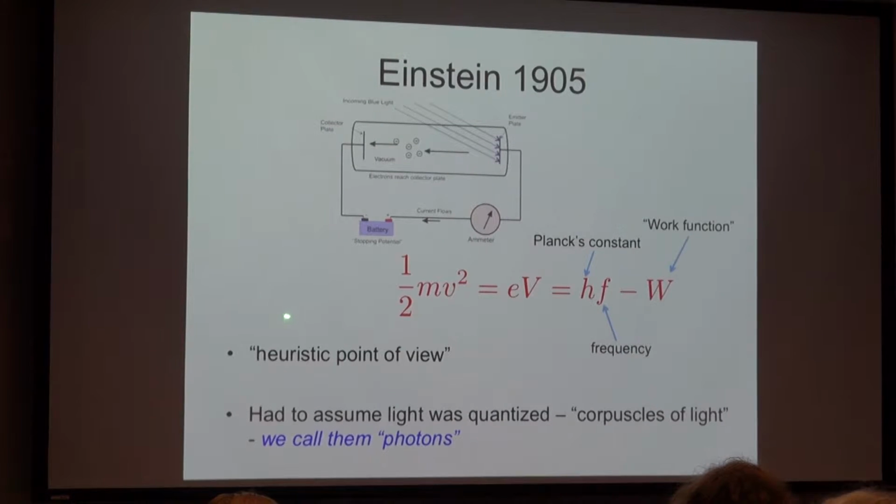When he did this, in fact, he referred to it as a heuristic point of view. Now, heuristic basically means kind of ad hoc. He didn't have fundamental physics behind it. But in writing this down, he had to assume light came in chunks, was quantized. And he essentially went back to Newton. So he called them corpuscles of light in this paper. Nowadays, we call them photons. They were named photons a few years later. But nonetheless, this was very controversial because to explain the photoelectric effect, he had to sort of ignore the fact that we now think of light as waves and go back to the Newtonian corpuscle view.